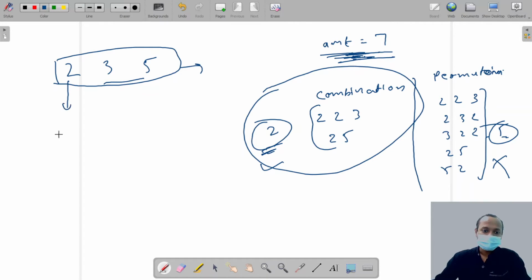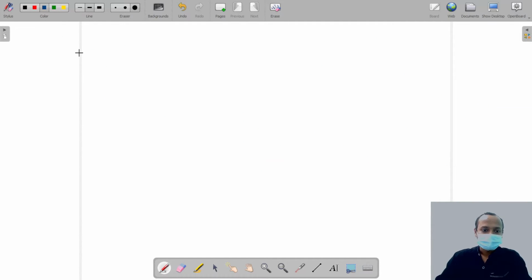And we have an infinite supply of each coin. Each coin we have in infinite number, right? Now let's see how we do it. So we have coins 2, 3, 5, let's suppose 6, and the amount is 10. We are doing this problem by DP. First try to do it by yourself, then see the solution.